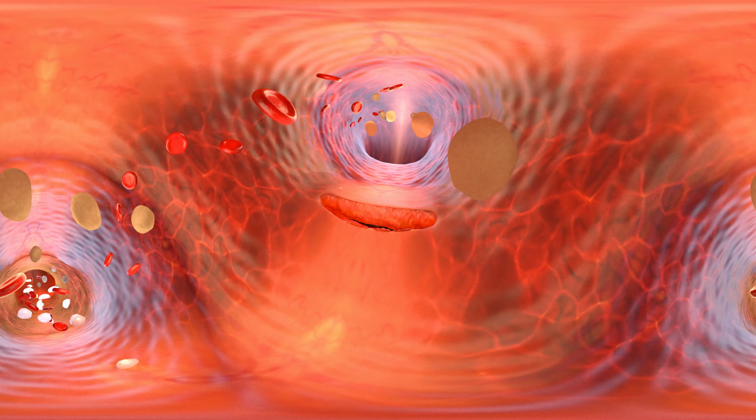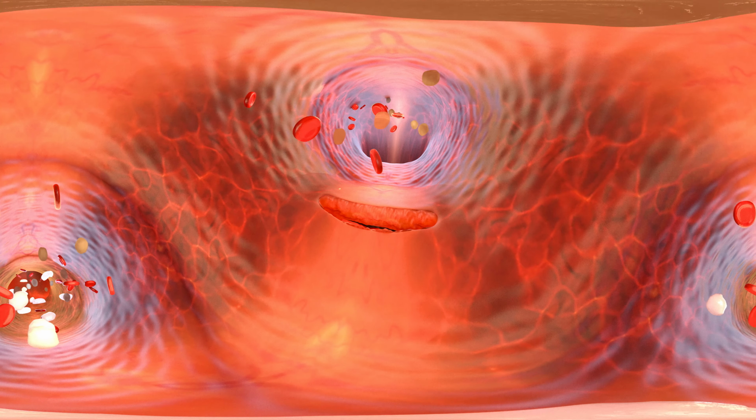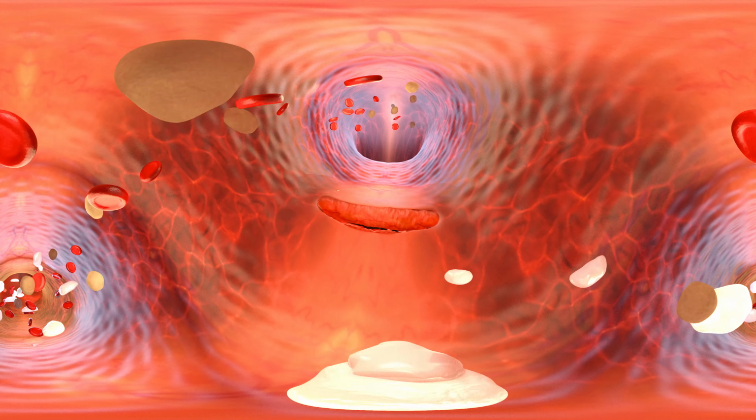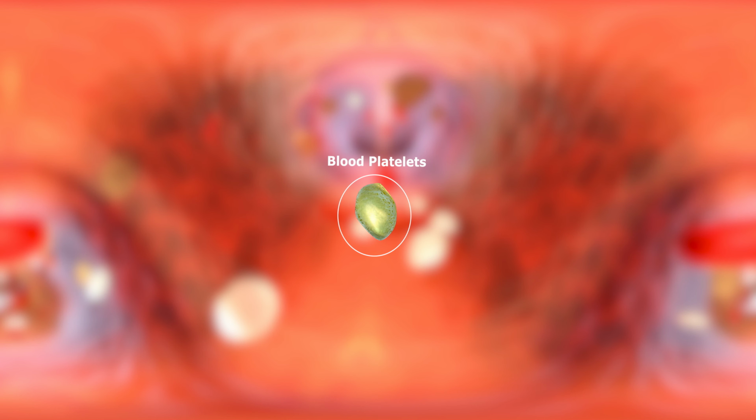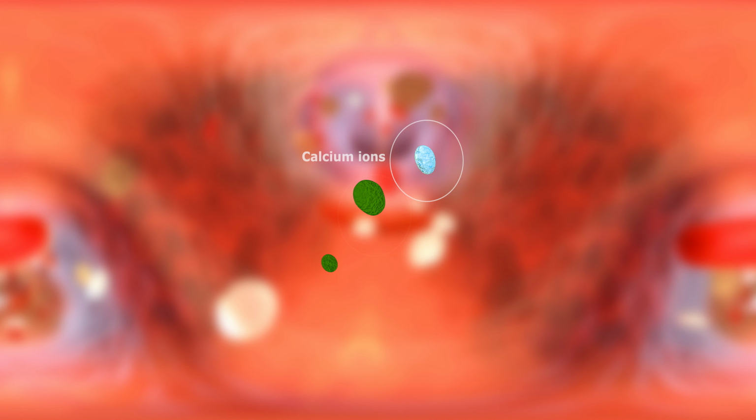The platelets play a very important role in the initiation of blood clotting. The blood platelets release a substance called thromboplastin. In the presence of thromboplastin and calcium ions, the prothrombin present in the blood gets converted into thrombin.